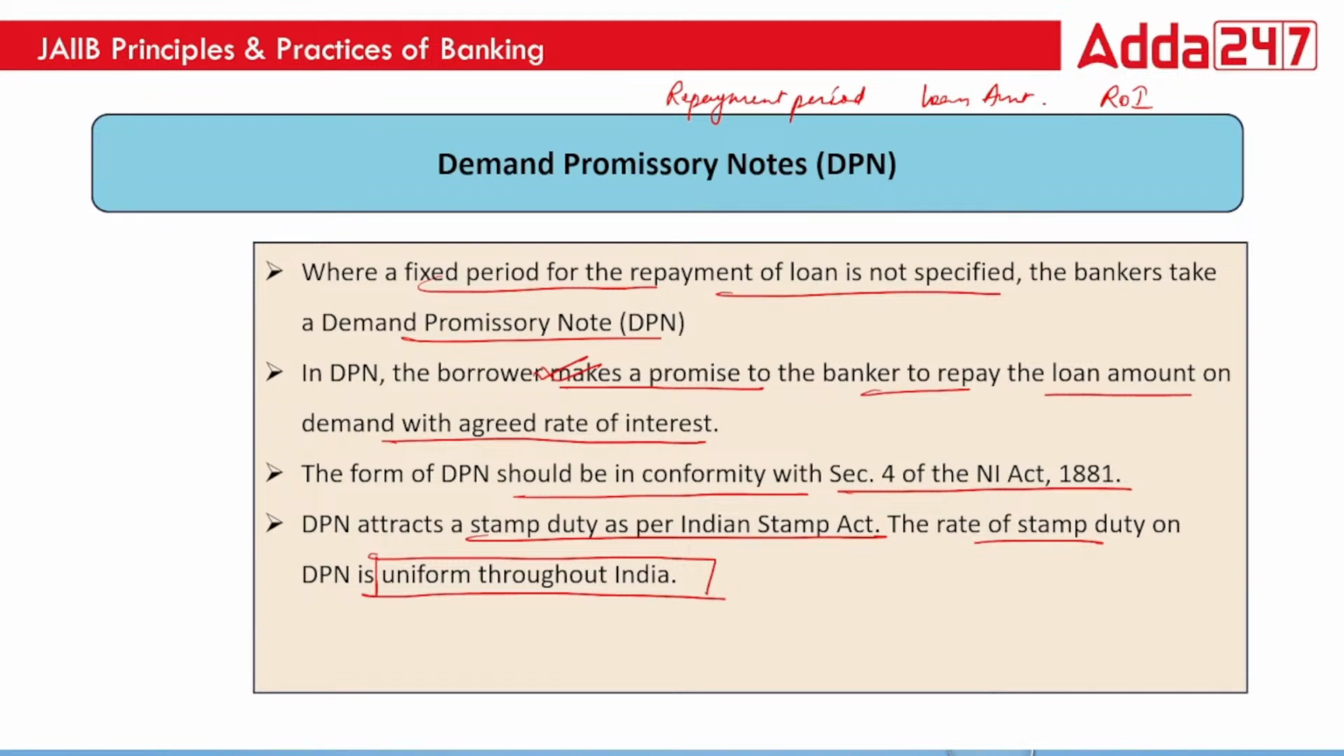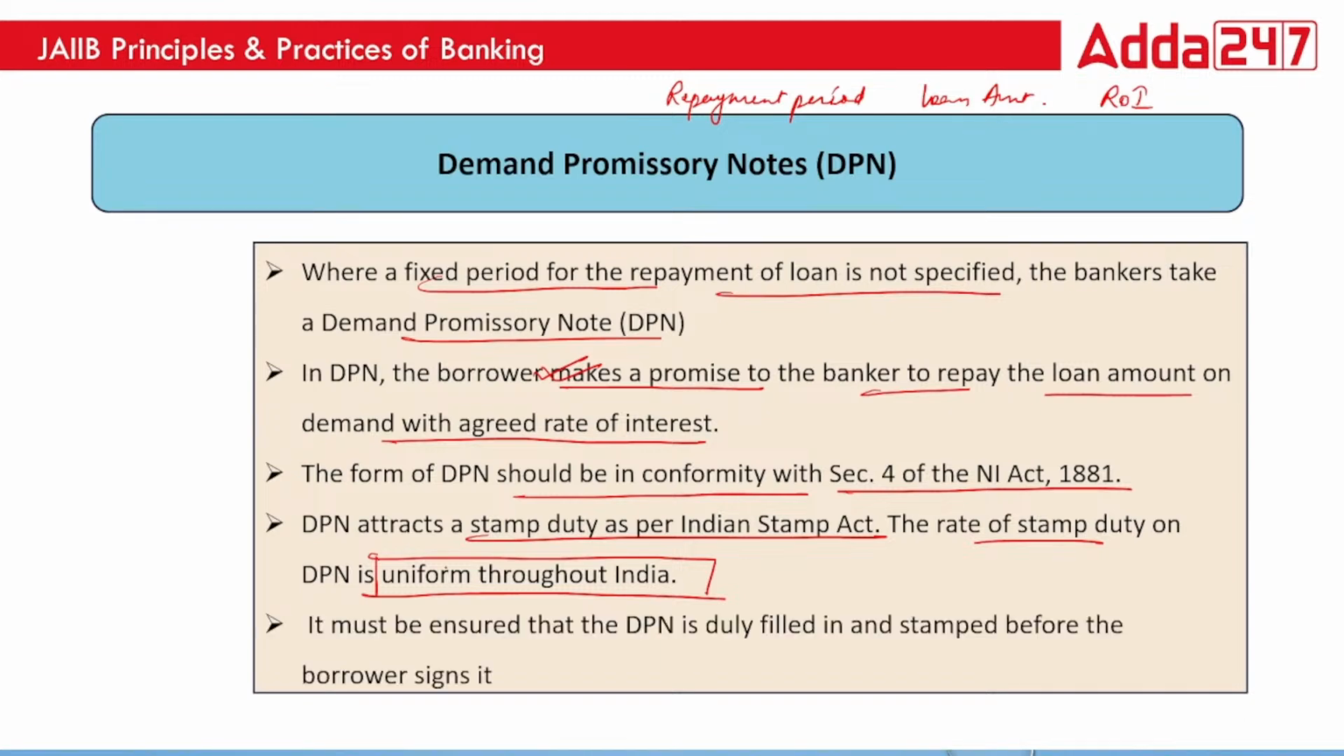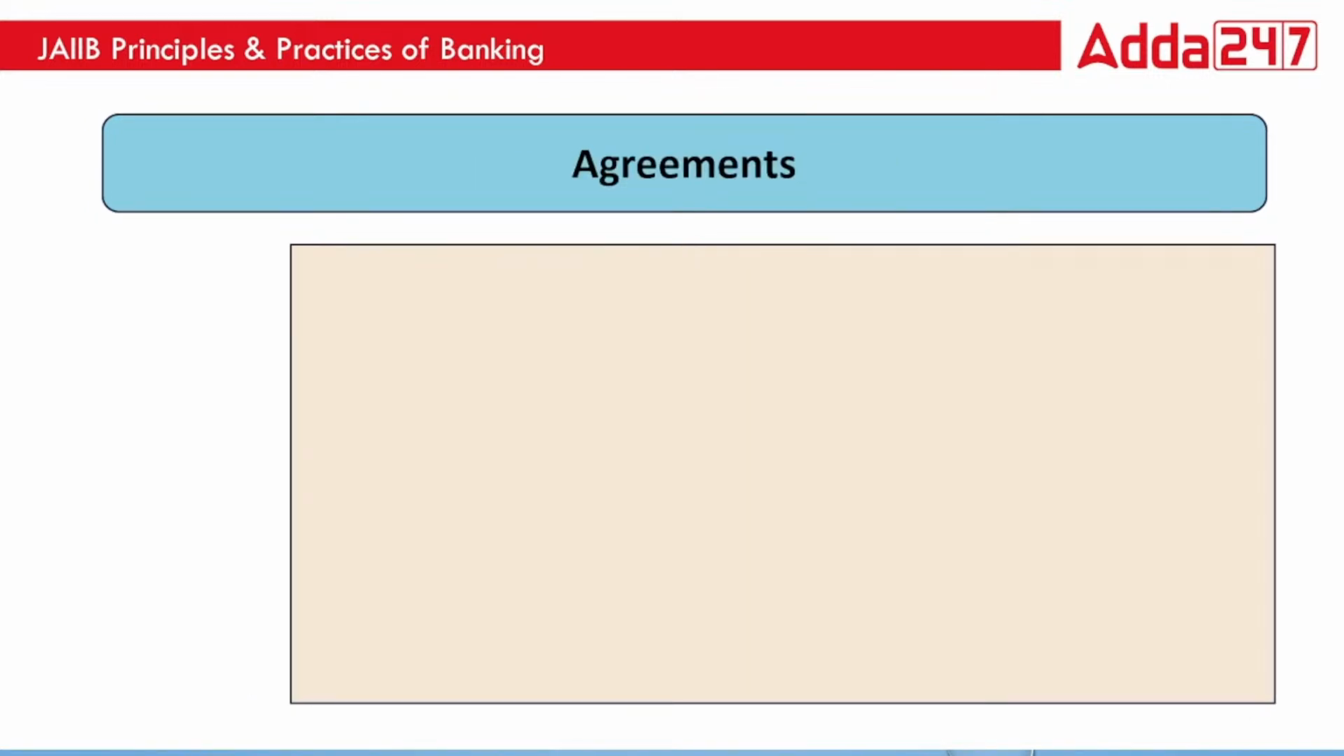So wherever you are posted, you will have to know what is applicable in which state. According to that, you will take it, and that will come under the agreement. But in DPN, it is the same throughout India, and it must be ensured that the DPN is duly filled in and stamped before you get it signed by the borrower. So these are some of the important features of DPN.